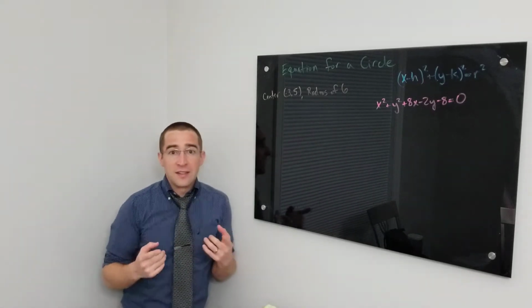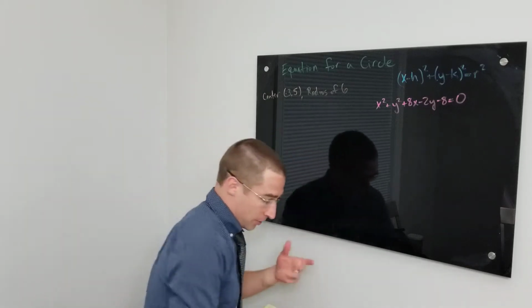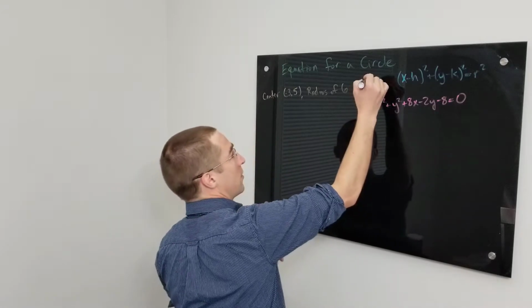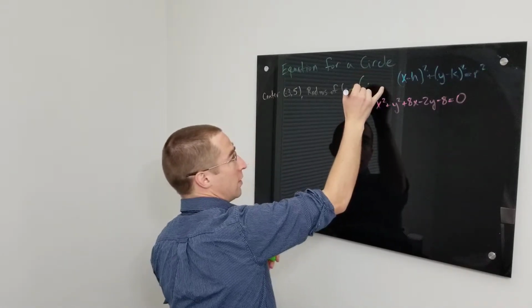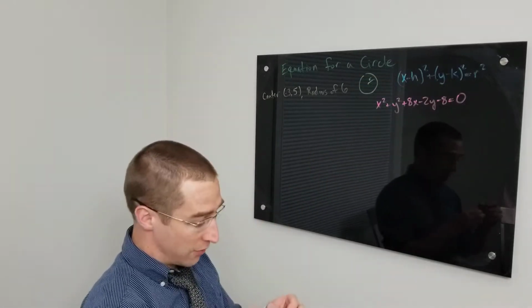So a circle is the set of all points that are the same distance from the center, and that distance is going to be the radius. So if we have a center, all the points on the circle are the radius distance away from it.